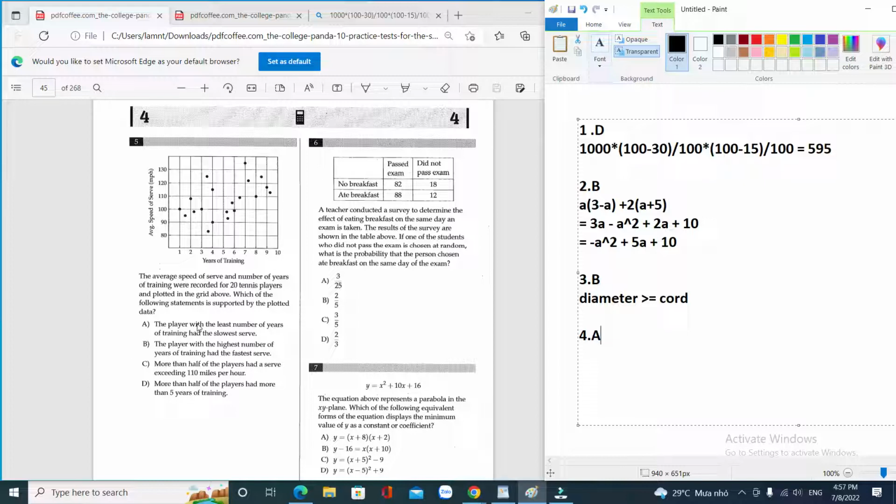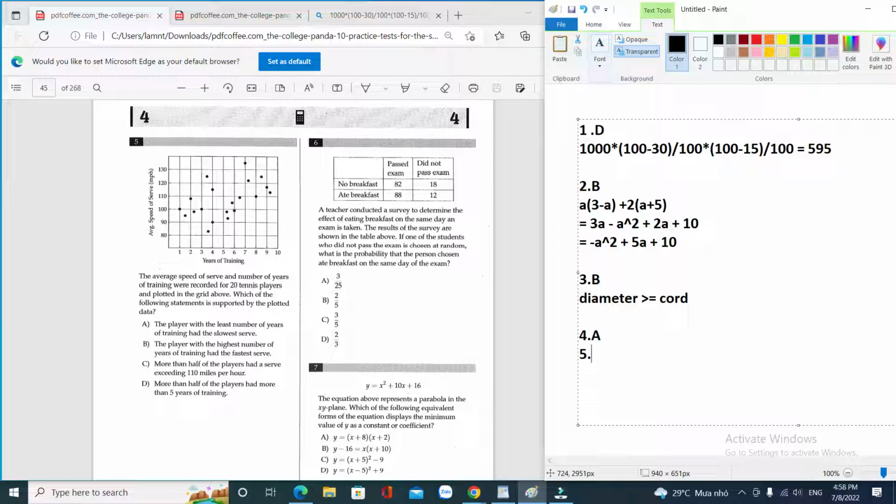B: the player with the highest number of years of training has the fastest serve. Again, not correct, because the highest average serve speed is somewhere in the middle at 7 years, while the player with 2.5 years of training doesn't have the highest average serve speed. So B is wrong.